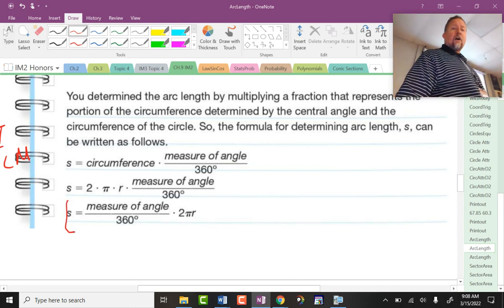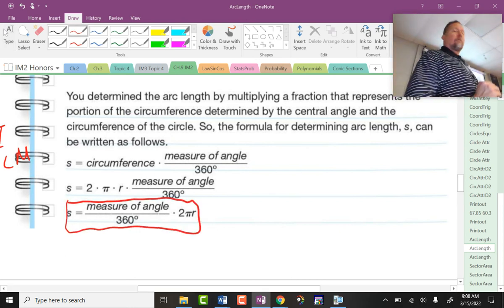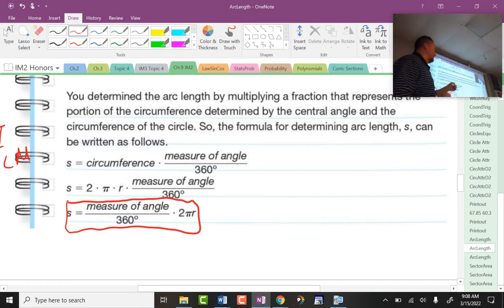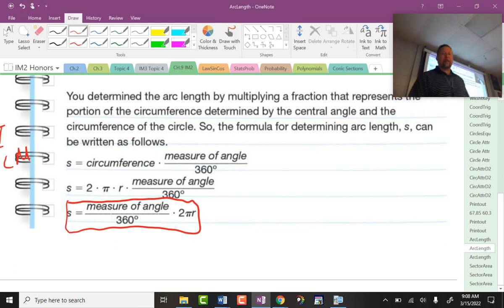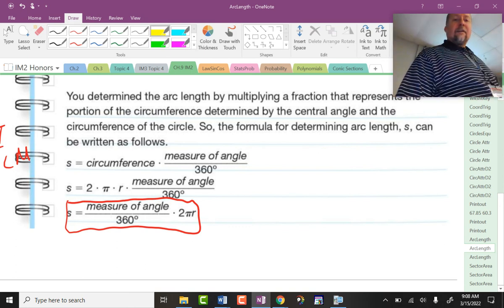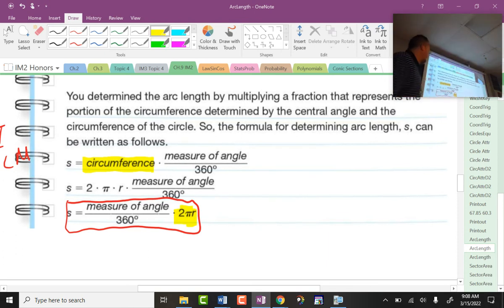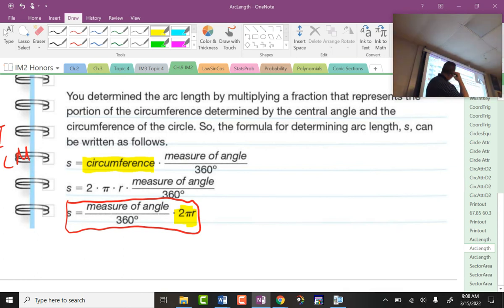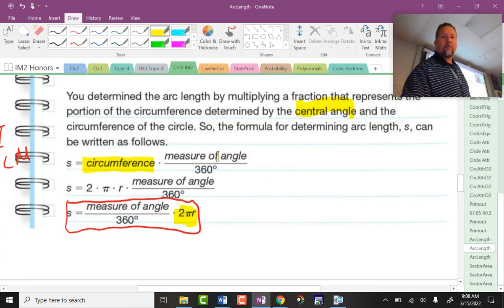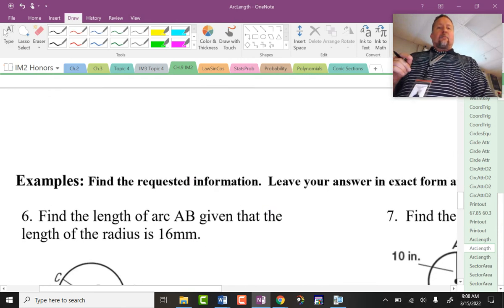Here is your arc length formula, a portion of the circumference. That's all it is. So I'll highlight that circumference if you're a highlight person. Here's circumference, 2 pi r. And then the measure, it should be of the central angle. Hopefully it does have that up in there, the central angle. So the angle is actually the central angle. So it should say central angle there. Okay, so that's the formula you're dealing with.